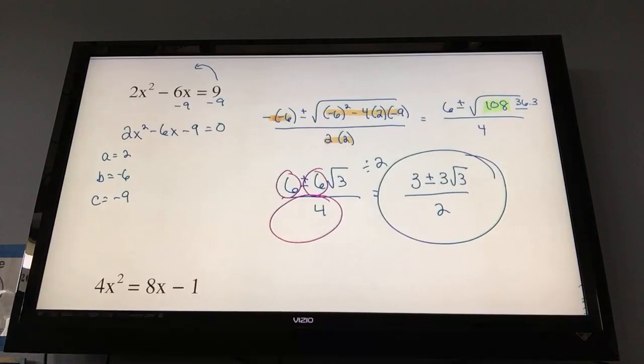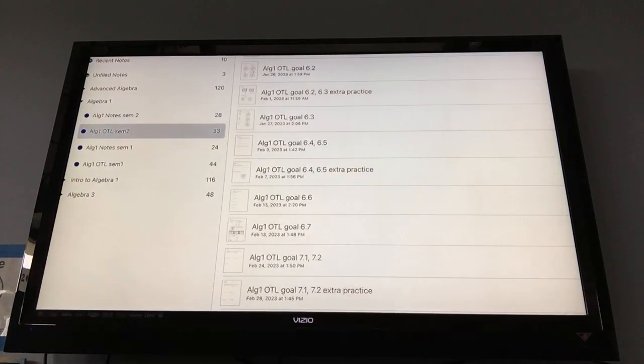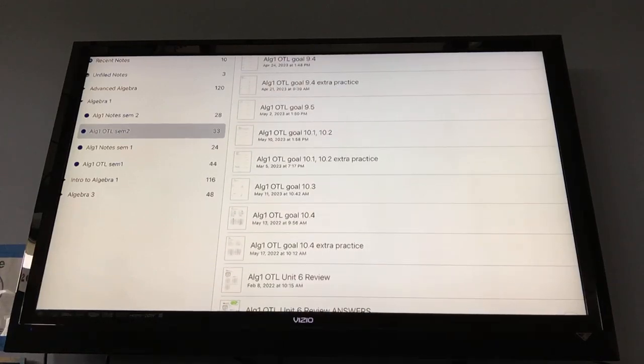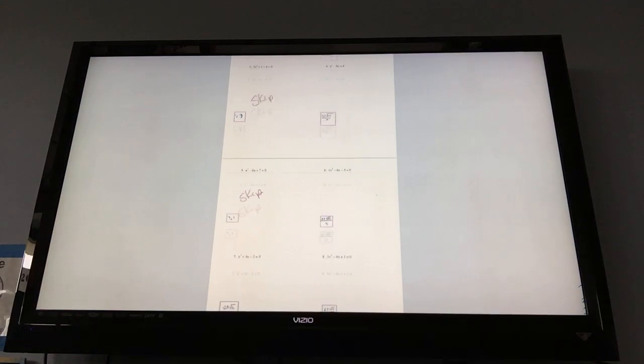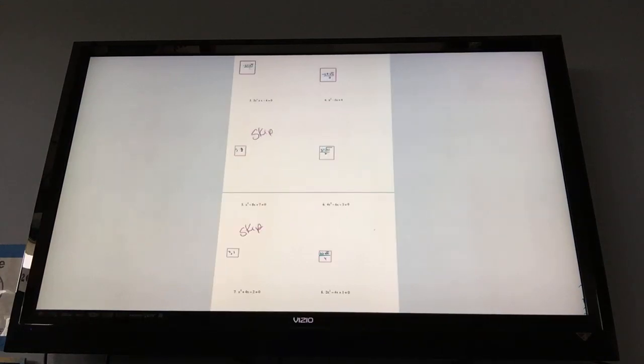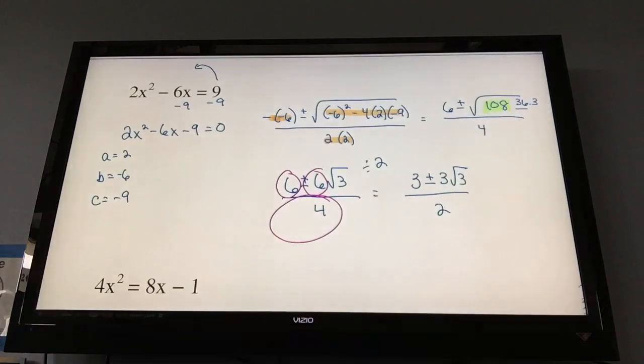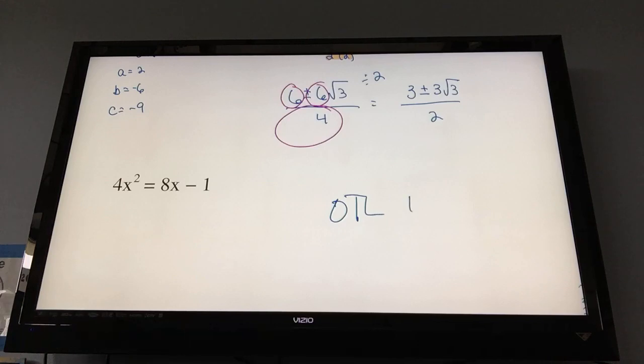Okay, another example, or do you feel like you could go for it? You could go for it? Okay. So, I am having you skip 2 questions because I don't remember which ones they were. So you have 6 questions to do. Skip 3 and 5. So OTL 10.3. Skip numbers 3 and 5.